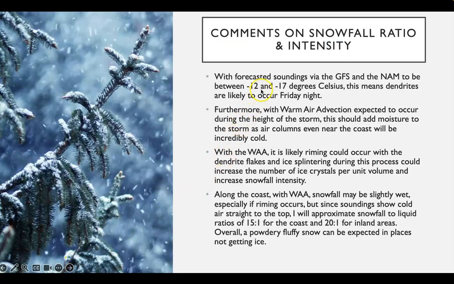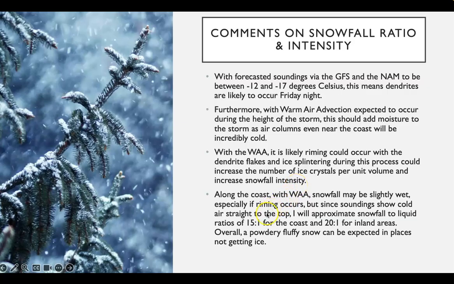So, comments here. I looked at GFS and NAM. The dendritic growth zone is matching with the dew point line, so dendrites will be there. Furthermore, with warm air advection expected to occur, this should add moisture to the storm as the air column, even near the coast, will be incredibly cold. With the warm air advection, it is likely riming could occur with the dendrite flakes, and ice splintering during this process could increase the number of ice crystals per unit volume and increase snowfall intensity.